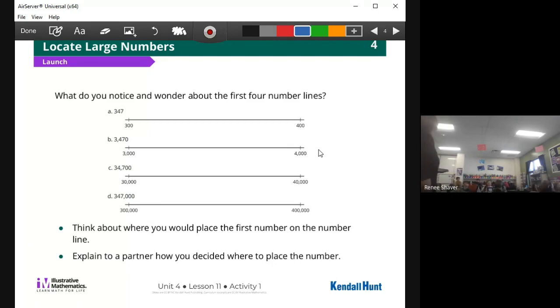We see a lot of the same digits, don't we? 3 and 4. Okay. Think about where you would place the first number on the number line.